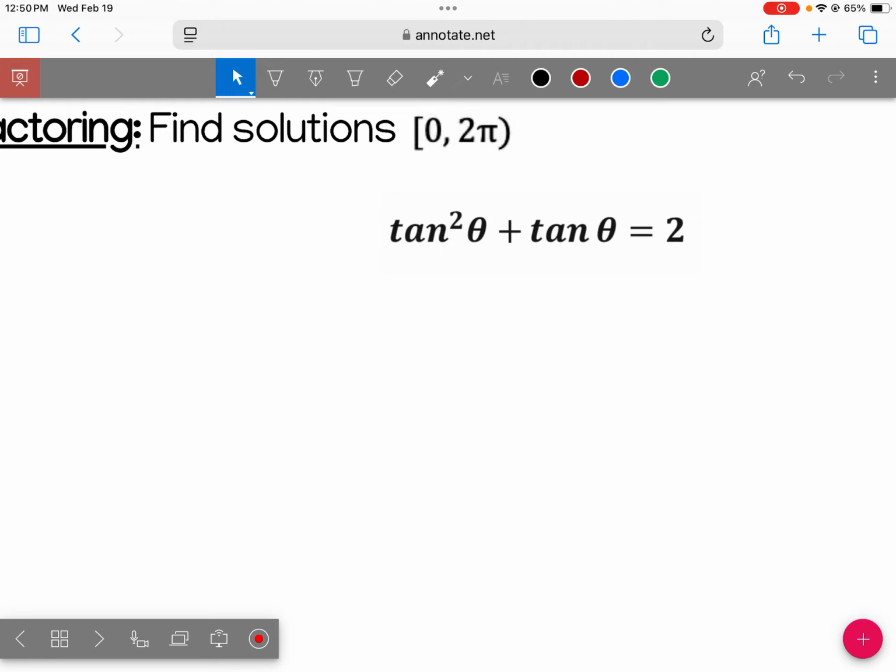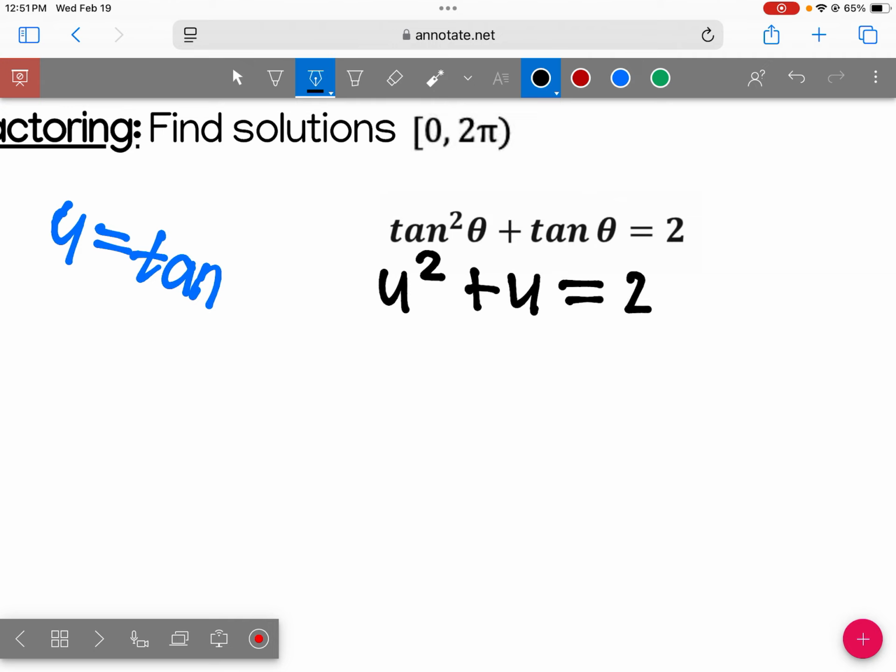Now, this one almost looks like an isolate the variable. However, we have an extra thing to keep track of. We have a tangent squared. Have we ever seen a tangent squared before? No, we have not. But I'm about to show you a magic trick. We do our U substitution, where we turn our scary trig function into a U. So when we rewrite it, it'll be U squared plus U equals 2.